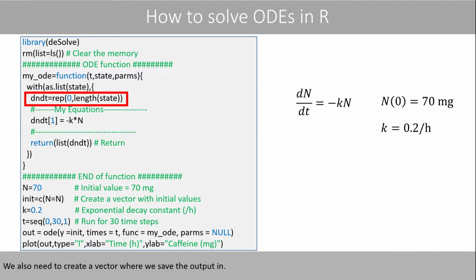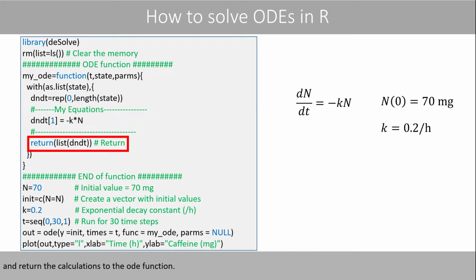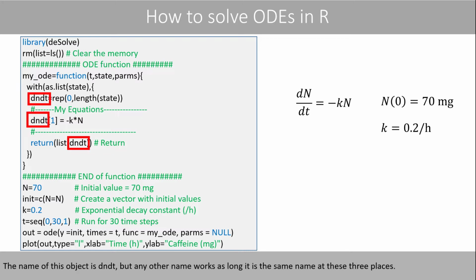We also need to create the vector where we save the output in. Then we simply define our equation and return the calculations to the ode function. The name of this object is dndt, but any other name works as long as it is the same name at these three places.